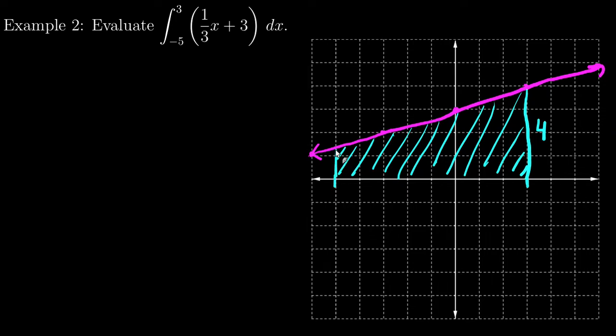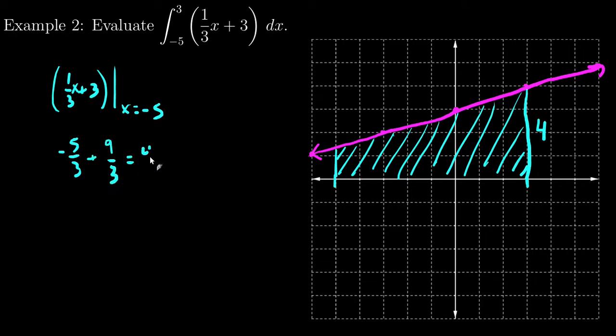It looks more than 1, maybe not quite 1.5, but if I'm unsure, the way I can know how high this is is going back to the integrand. So this happened at x equals -5, so 1/3 x plus 3, evaluated at x equals -5, that's -5/3 plus 9/3, and that gives me 4/3. So this right here will be 4/3, or 1 1/3.